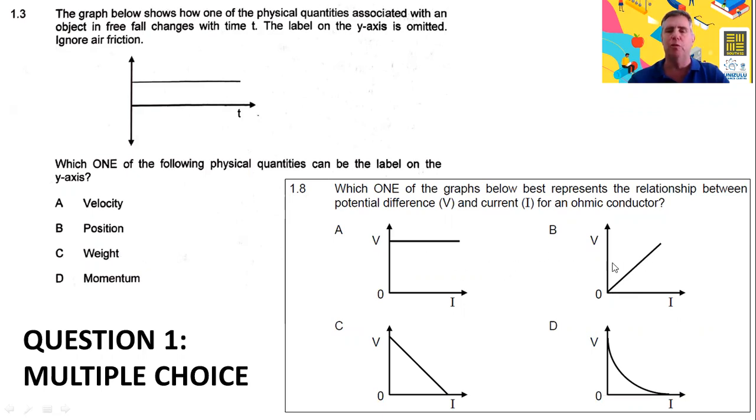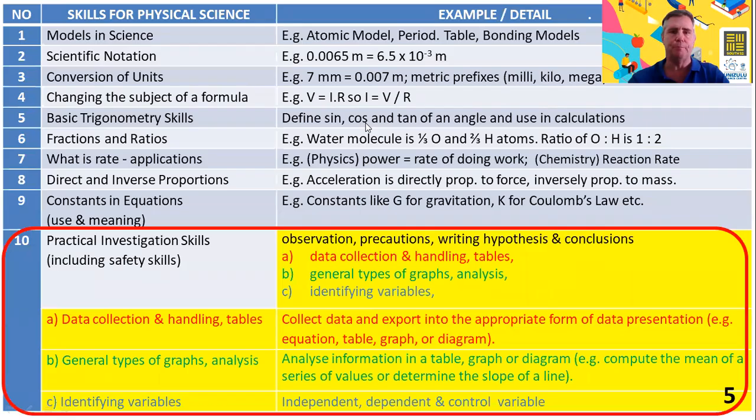Another multiple choice question, 4 possible shapes of graph for voltage against current. They're saying if it's an ohmic conductor, which would be the correct graph? And it must be B, because an ohmic conductor shows a direct relationship between voltage and current.